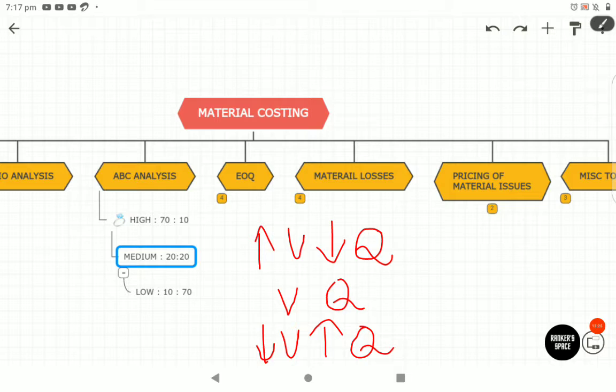So high, medium, low. High means high in value, low in quantity, that is one diamond ring only you can buy. Value and quantity will be the same in the case of medium. And low, the barest minimum in value: quantity will be high but value will be low. That is 10 oranges you will buy, 20 oranges you will buy, but value will be low, 50 rupees, 100 rupees. A diamond ring will be 1 lakh rupees, right? That is how you have to compare in the case of ABC analysis. You have to rank the materials. That is how it goes.